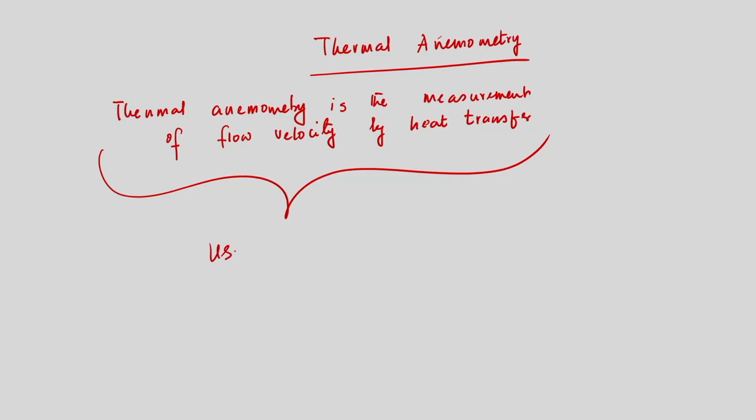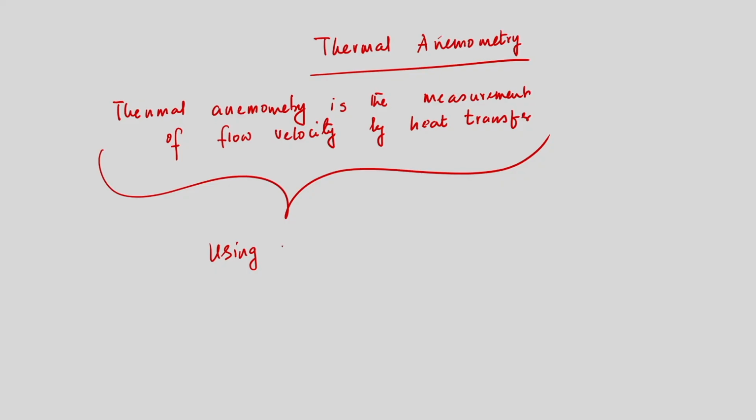So how can we measure flow velocity? It depends on whether the measurement of flow velocity is directly related to the measurement of heat transfer. When we are talking about measurement of heat transfer, that is using either hot wire or hot film methods. So either hot wire or hot films.